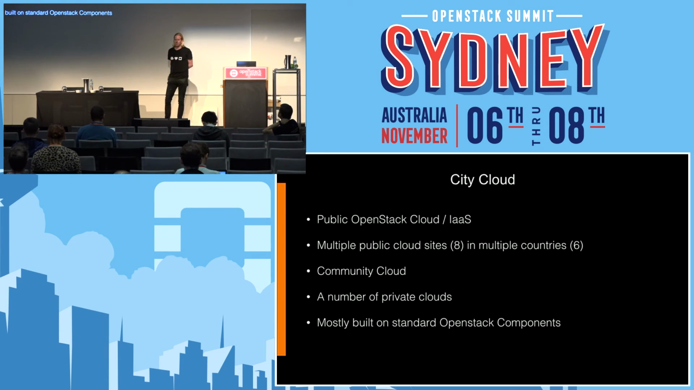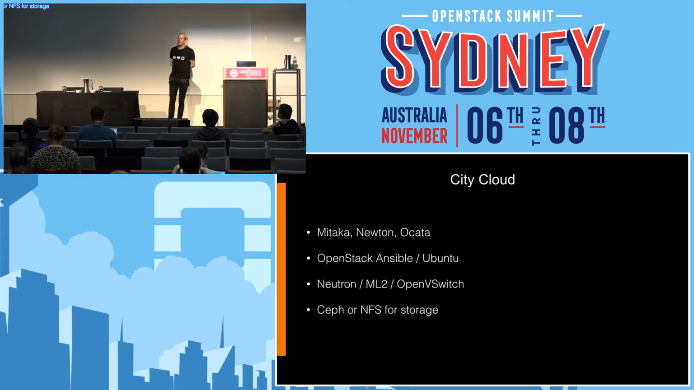We also try to build everything on standard OpenStack components as far as it's possible, because we really don't want to get into any vendor lock-in or anything like that, and basically want to use standard components everywhere it's possible. In production today, we run Mitaka, Newton, and Ocata. That depends a little bit on where in the upgrade cycle a specific installation is.